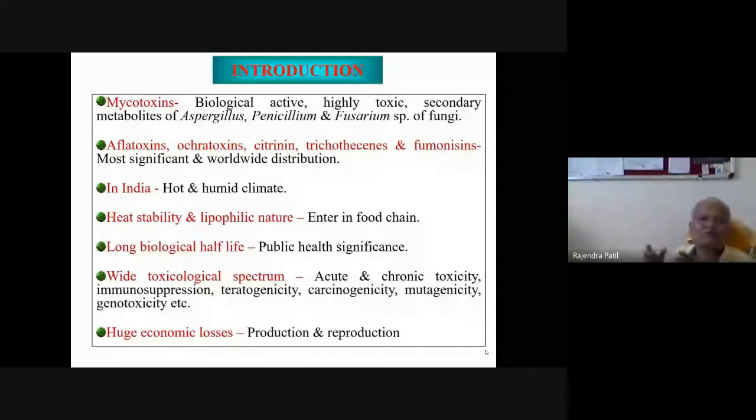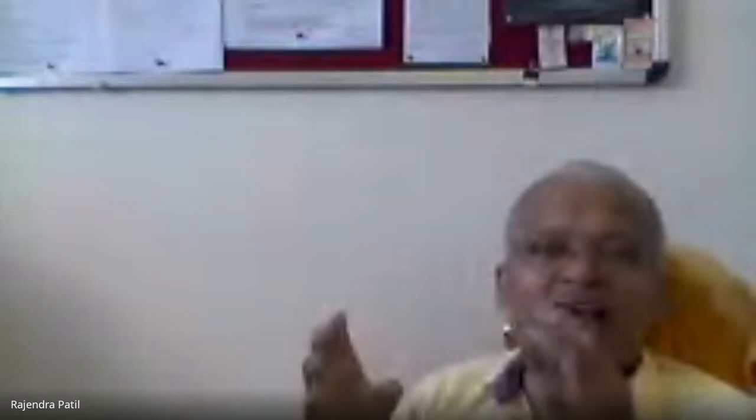These genera have a number of species that produce these mycotoxins. These fungi are ubiquitous in nature, and you will find them everywhere. It is estimated that almost all the food commodities are contaminated with mycotoxins. Not a single commodity is an exception. Among these, aflatoxins, citrinin, trichothecenes, and fumonisin are the major groups. Otherwise, more than 300 mycotoxins have been characterized or identified in nature.